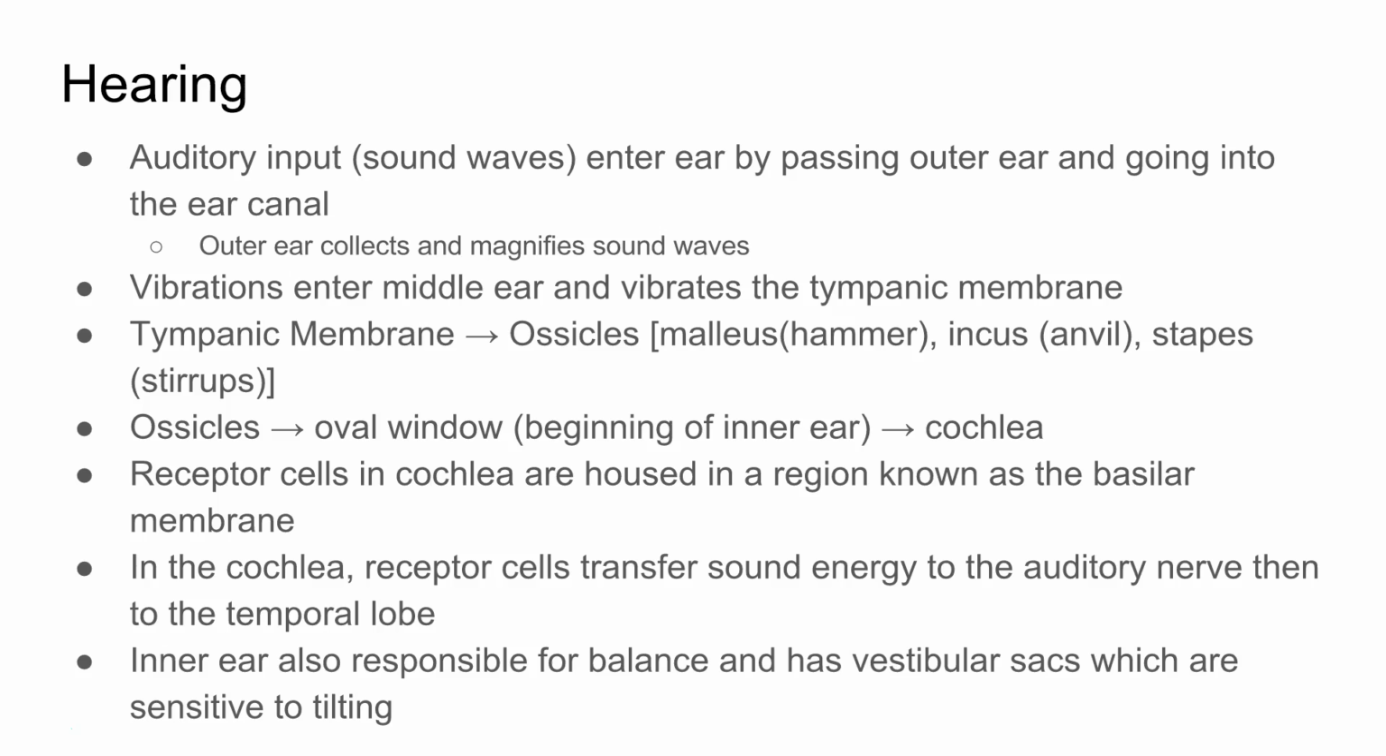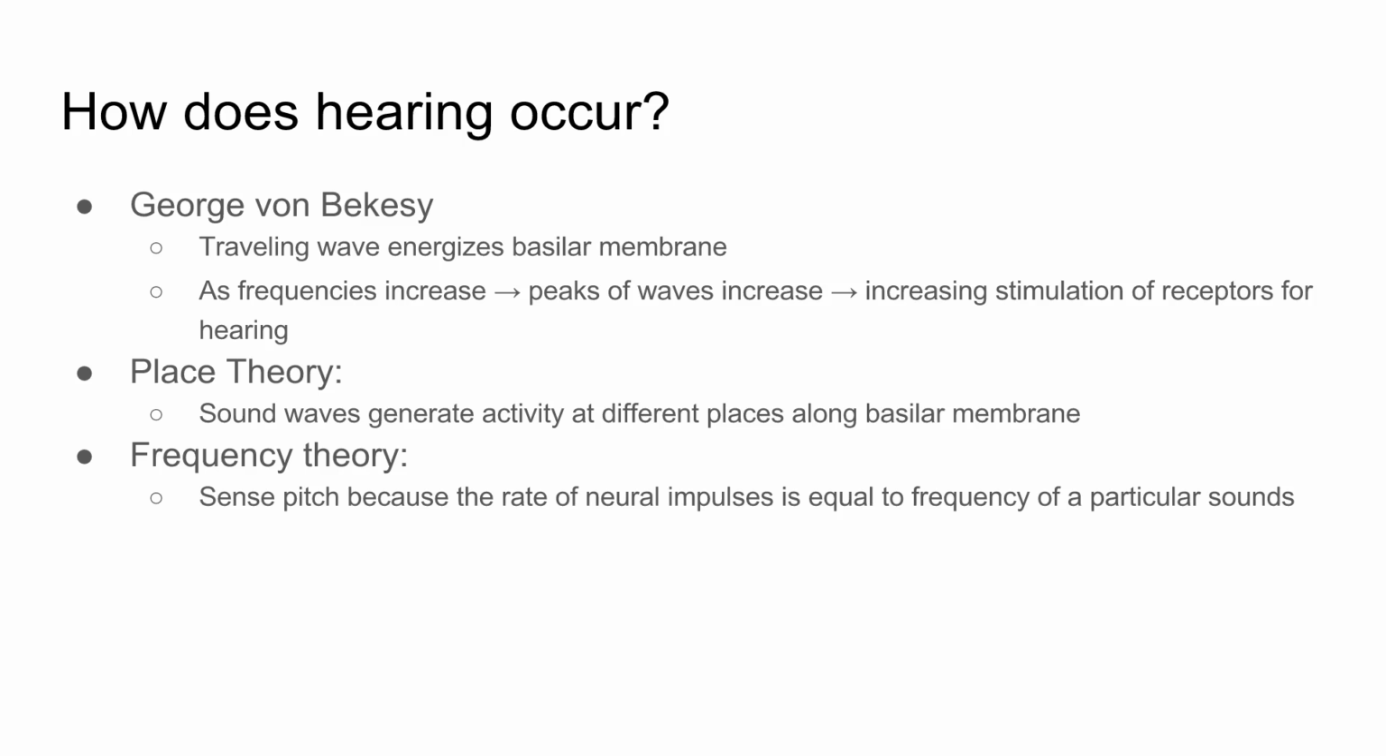It's also important to note that the inner ear is responsible for balance, and it has things known as the vestibular sacs, and those are sensitive to tilting. When you move around, go on a tilt-a-whirl or go on a roller coaster ride, those are moved all around, and that's how we get dizziness, because the inner ear is all shook up.